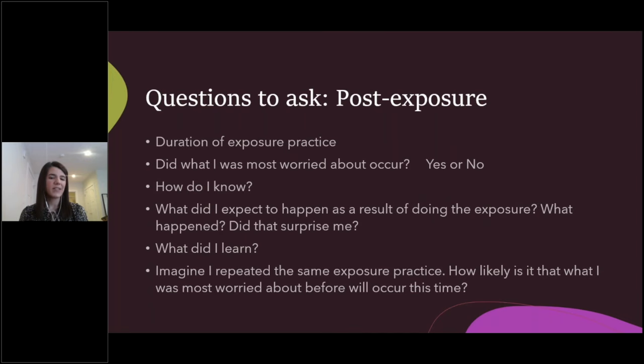What did I expect to happen as a result of doing the exposure? What happened? And did that surprise me? What did I learn? And imagine that I repeated the same exposure practice again. How likely is it that what I was most worried about before will occur this time? Usually we rate this on a 0 to 100 scale as well, asking the client, if they were to do the same thing, how likely do they think it is that their feared outcome will happen this time?